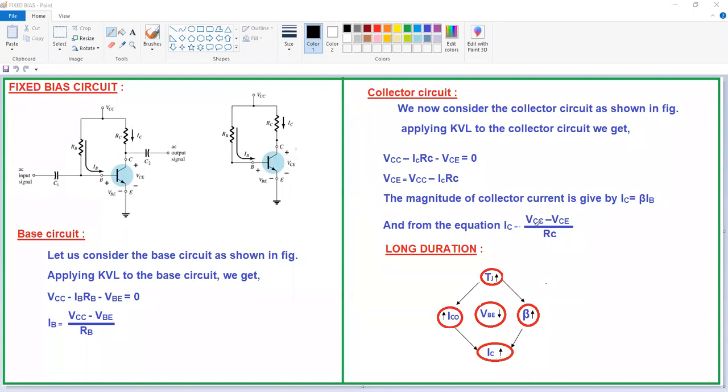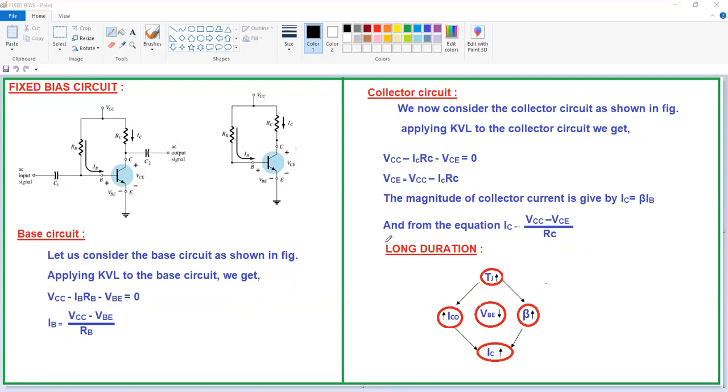Now, in this case, the supply voltage is constant and the output voltage is constant for a short duration, and RC is also constant. If all these are constant, then what will happen to the collector current? IC is going to be constant. This is for a short duration. That means for a short duration, the collector current is constant, which means the quiescent point is stable. That's for a short duration.